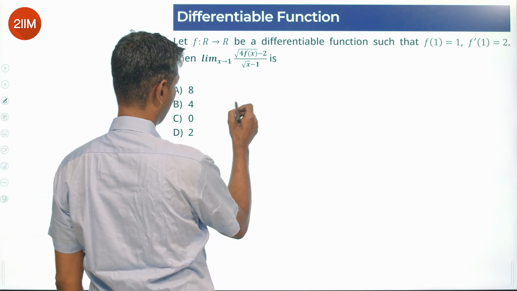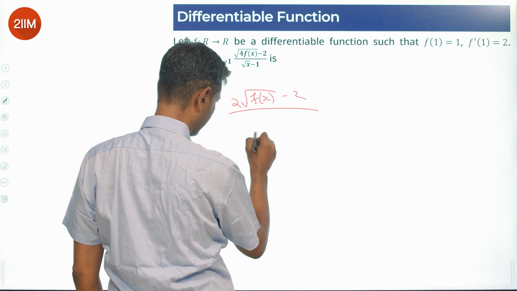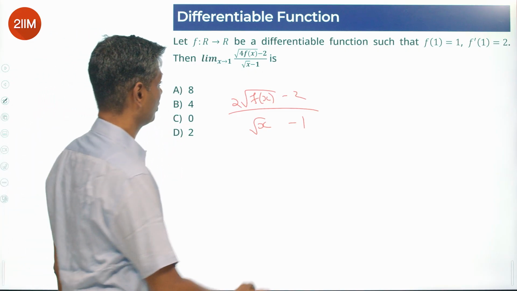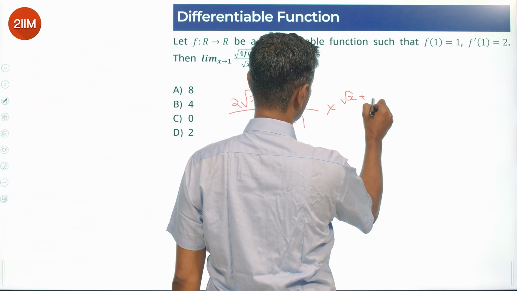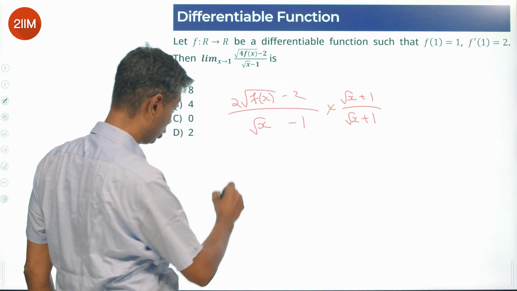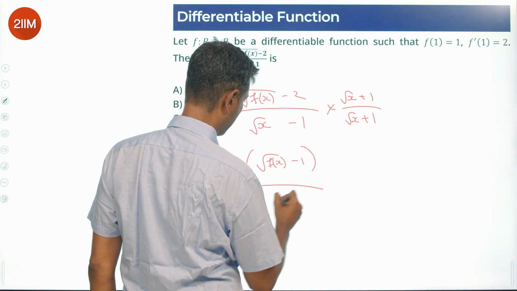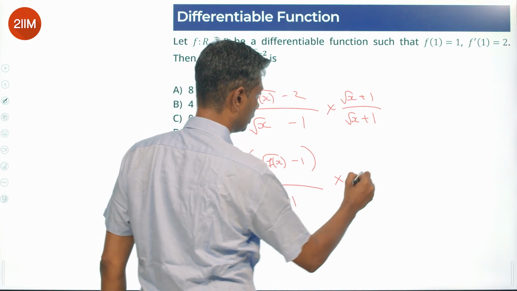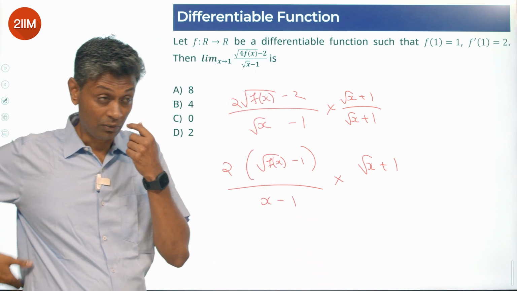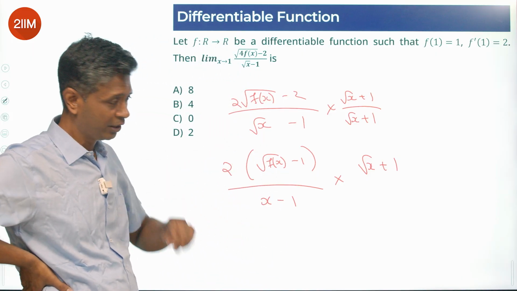I'll take this expression, write it as 2 times root f of x minus 2 by root x minus 1. Take the 2 outside, life is simpler, and then what do? Do root x plus 1 by root x plus 1. Let's do that. So we have 2 times square root of f of x minus 1 by x minus 1 into root x plus 1. This doesn't help me at all because one, I have a root x plus 1 which I can deal with, right? But I have a root of f of x minus 1 which is a pain in the neck.